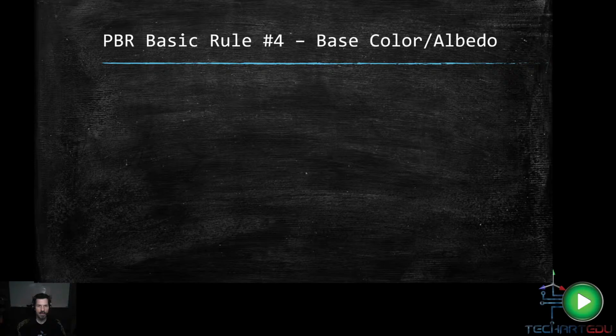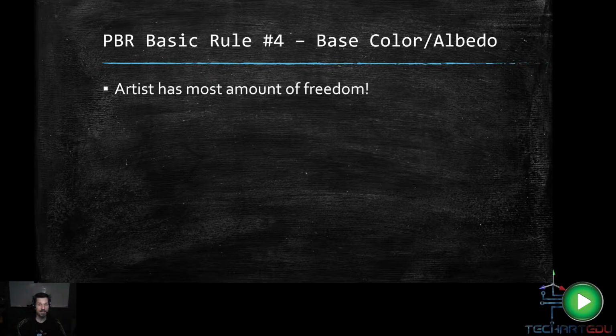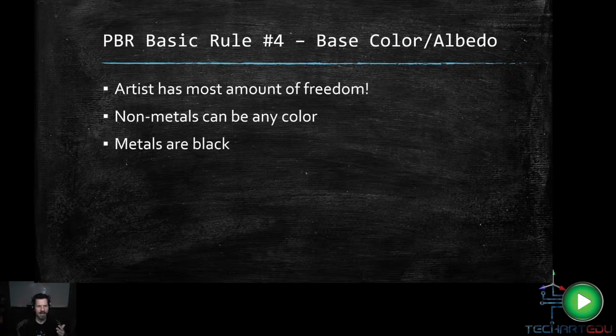But okay, now we finally get to rule number 4. The base color, the albedo. This is the place where artists are most friendly with. This is where they like it because they have the most area of freedom. This is the kind of map that gives them the freest amount of control because there really are no rules. Non-metals can be any color, but regretfully, metals are black. And so therefore, you're going to have to color your metals with the specular color.